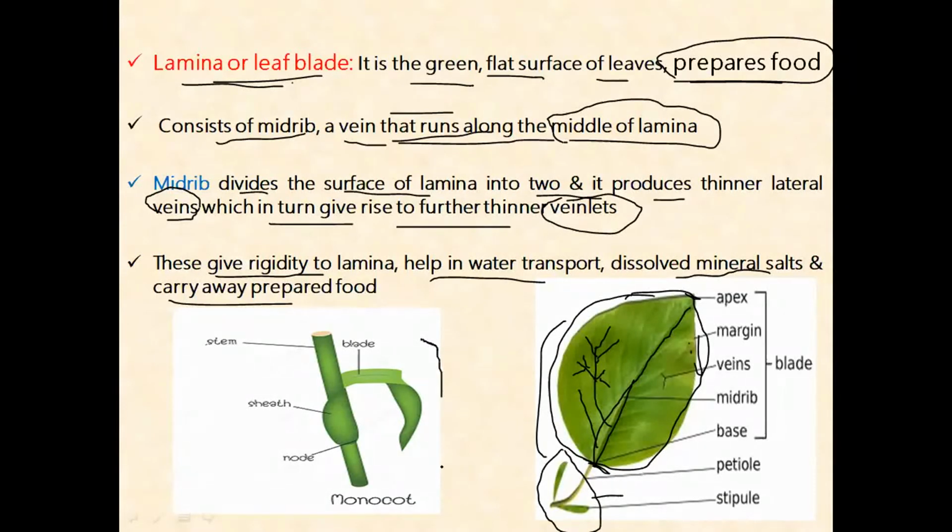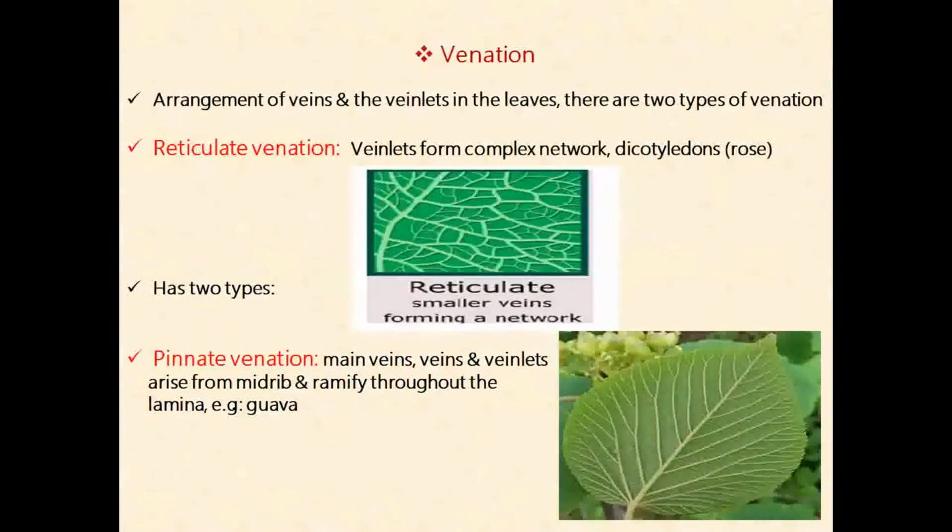This is the leaf of a monocot. So you can see this is the leaf blade or lamina, and the leaf base sheaths or masks the stem. This is the node, from this area the leaf develops. So these are the leaf structures in monocots and dicots. Next is leaf venation.